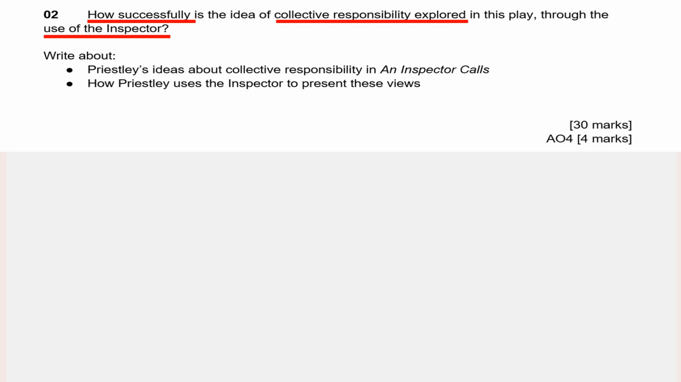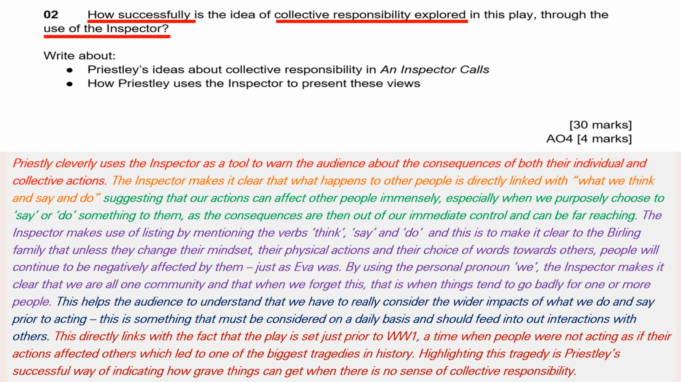Now, here is an example of how you can use my easy structure to have a successful start to a response. Priestley cleverly uses the Inspector as a tool to warn the audience about the consequences of both their individual and collective actions. So that's my statement, that's my opinion. The Inspector makes it clear that what happens to other people is directly linked with what we think and say and do. So I've put my quotation in there as well, it's a direct quotation, and also I've embedded it into the sentence just so it flows with what I'm saying.